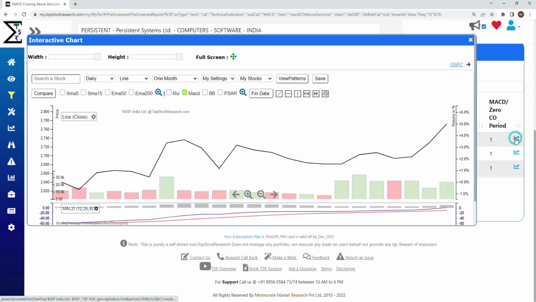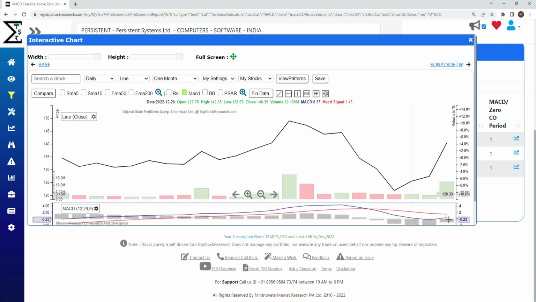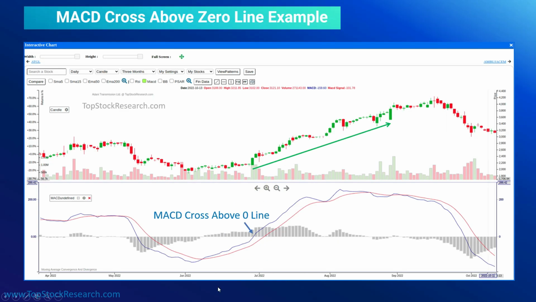When you look at this, you'll see that MACD has just crossed above the zero line. Look at the second stock, right? MACD has just crossed above the zero line, likely to cross the signal line also to give better quality of strength. So that is the significance of the zero line. This itself is an indicator and tells you how the stock is doing.